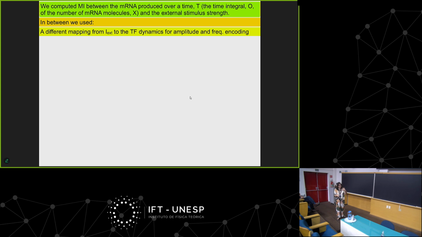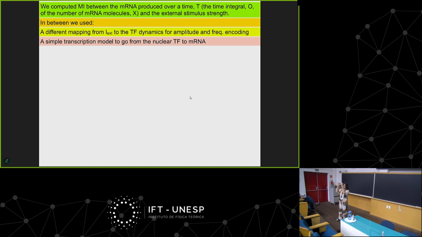But then we need models in between. And so what we used was a mapping from the external stimulus, which we call IX. That would be the level of pheromone, for example, the concentration of pheromone. It could be something else. And then we had a different type of dynamics of the transcription factor inside the nucleus that we call TF, different depending on whether it's amplitude or frequency encoding, and then a very simple transcription model from the transcription factor to the production of messenger RNA.